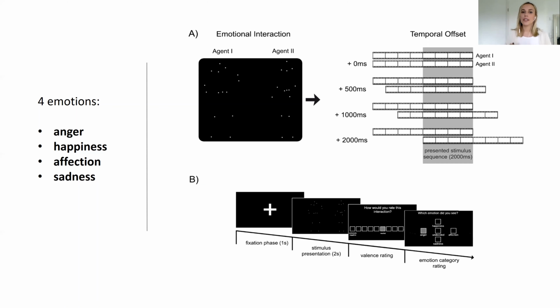The paradigm looked as follows. We started with the fixation phase. We then showed the stimulus, which lasted for 2 seconds. And in the last step, we asked participants to rate the valence of the interaction, as well as the emotional category that the interaction belongs to.